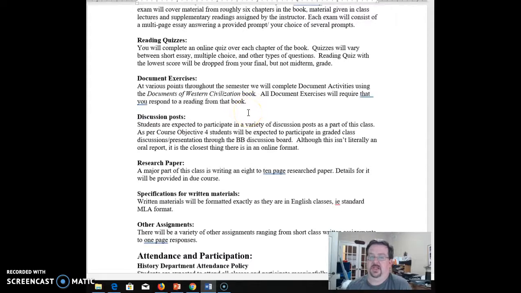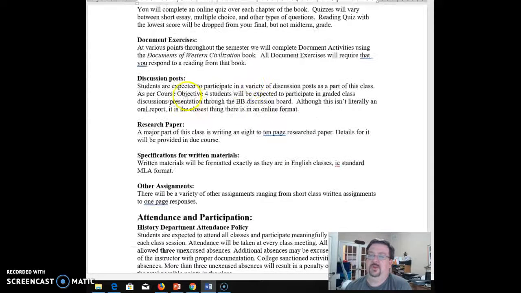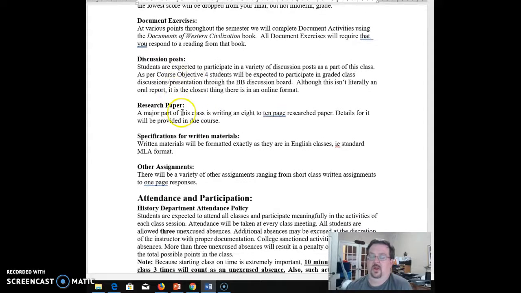There are also document exercises. These are when I give you a prompt and you respond to it based on readings from that documents book. We'll also have a variety of discussion posts. These are the equivalent of group projects and in-class discussions in an in-person class. A major part of this class is a research paper. It's 8 to 10 pages, and details for it will be provided in due course in the class. And we'll be working on this starting the 2nd module of the class and throughout the rest of the class.